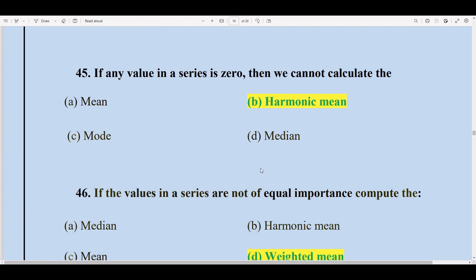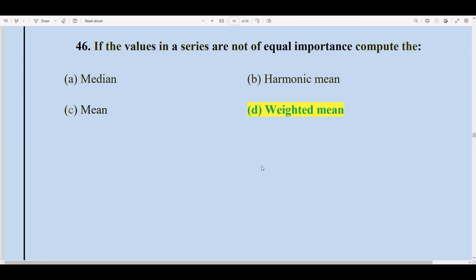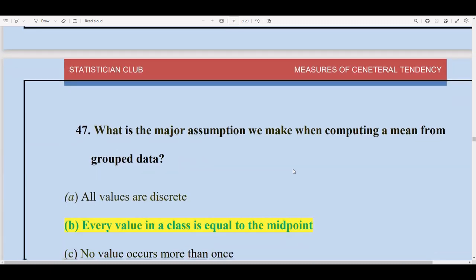If any value in a series is 0, then we cannot calculate the harmonic mean, because the formula of harmonic mean is n over the sum of 1 over xi, meaning the sum of the inverses of the observations. Something over 0 is equal to infinity, so when 0 is present in the data set, its harmonic mean is not calculated. If the values in a series are not of equal importance, we calculate the weighted mean.